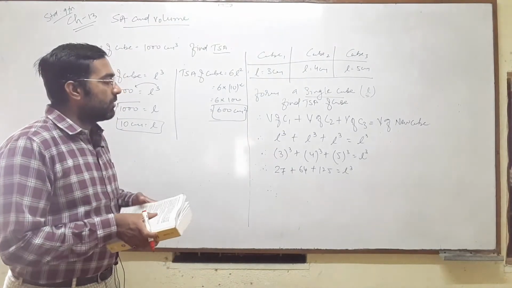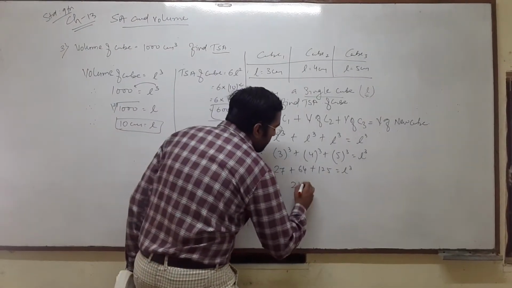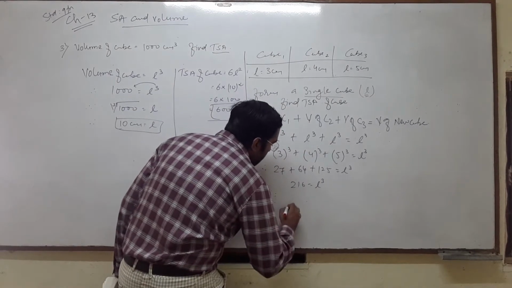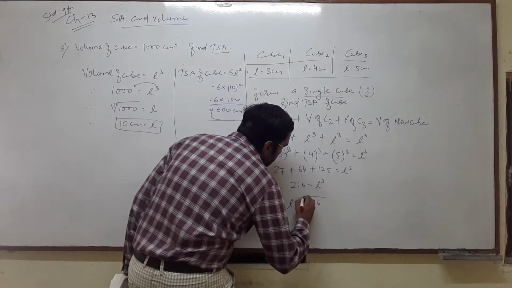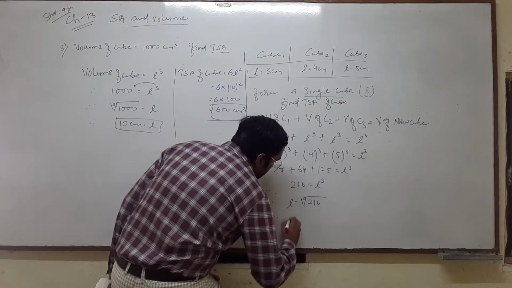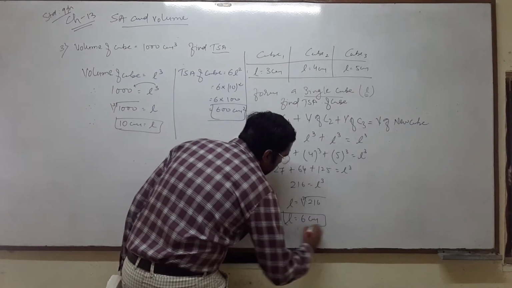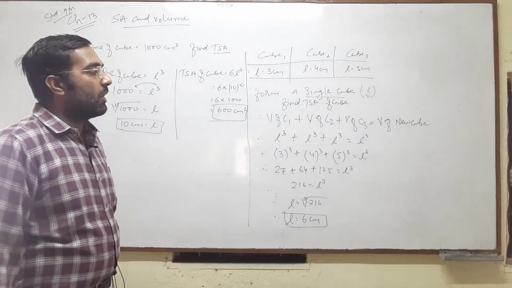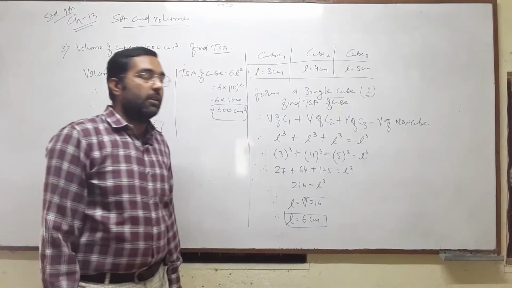So adding these numbers, I got 216 equal to L cube. So my length of the cube is the cube root of 216. Therefore L is 6 centimeter. My length is 6 centimeter for the new cube. Okay, for a single new cube my length is 6 centimeter.